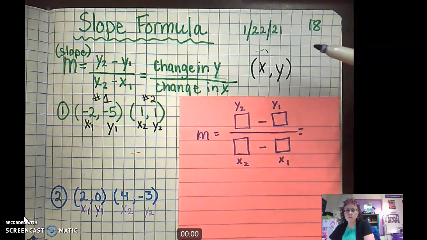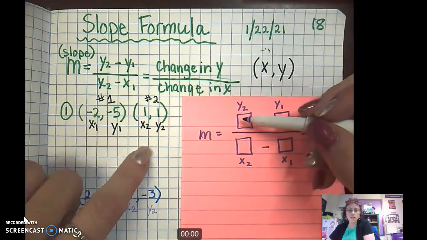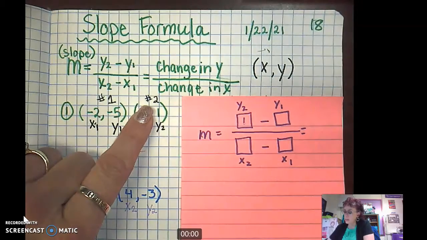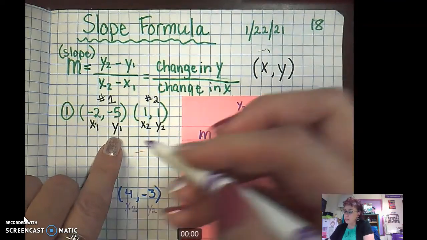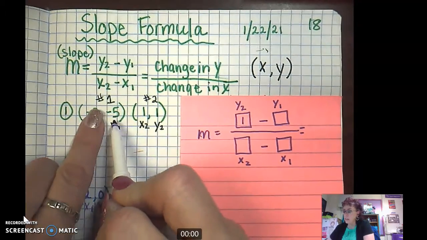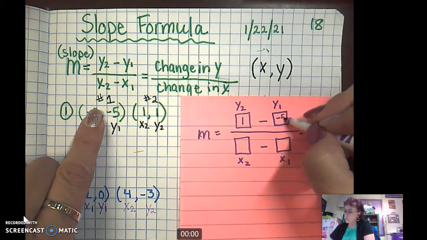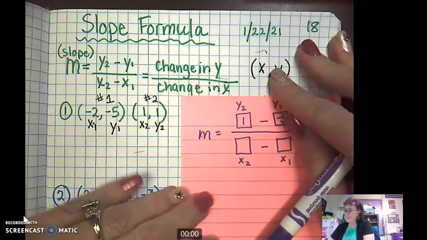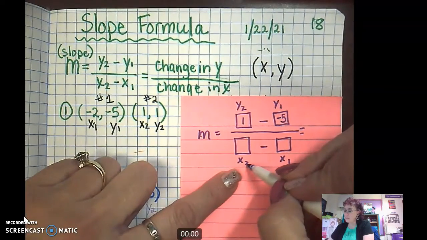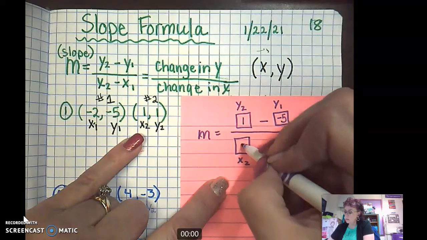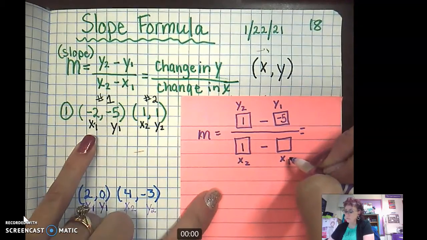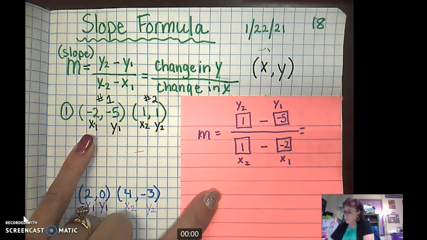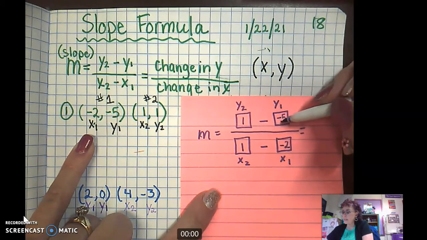Before we didn't know what those numbers were, but now we know. So our y2 is a 1. That's our y2 value minus our y1 value. So we have to come over here to our first point and look at the y value. So that's -5. Okay, go to the bottom. We want the change in the x values. So we're taking the second point x value minus the first point x value, which is -2. Alright, so 1 minus -5.